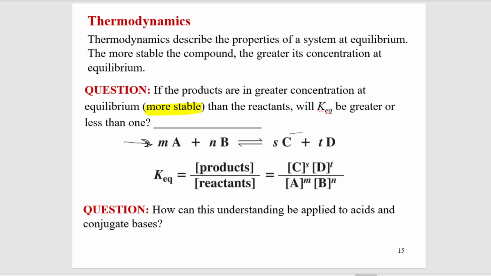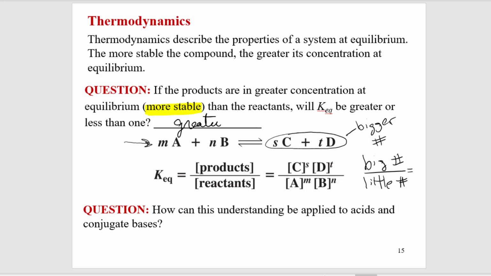And so for KEQ, if the concentration of products divided by the concentration of the reactants, if we're given that, and if we know that the products are favored, that means this will be a bigger number, bigger concentration, right? So if you put a big number over a little number, you're going to get something that is greater than 1. It's only when you have a little number divided by a big number that you start getting numbers less than 1.